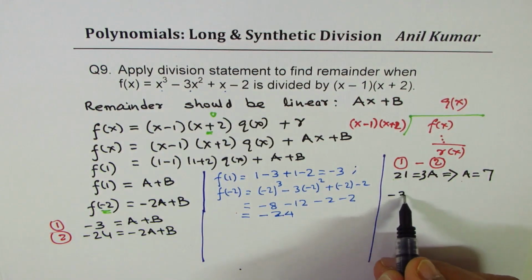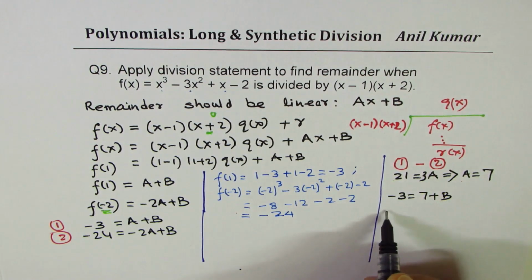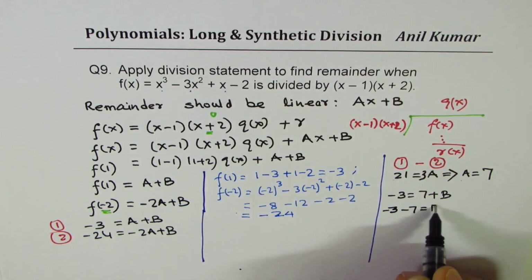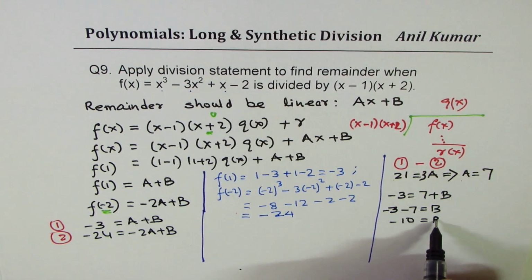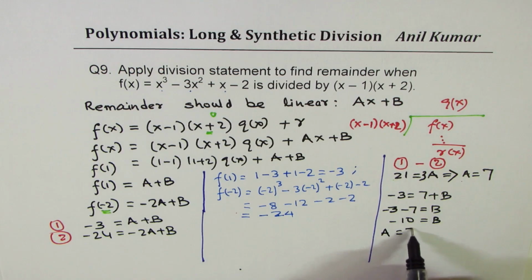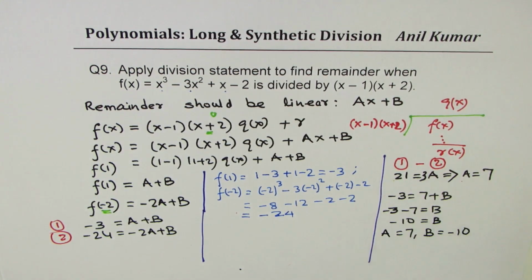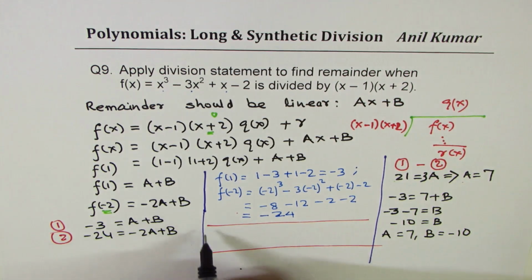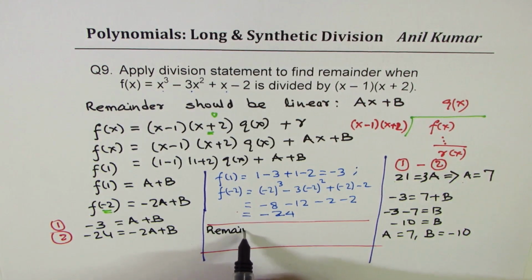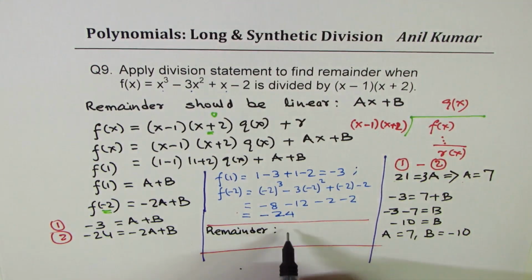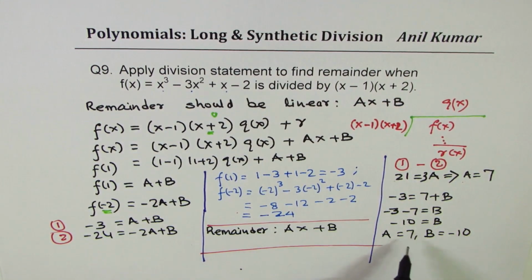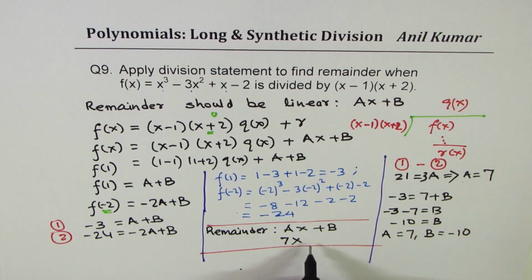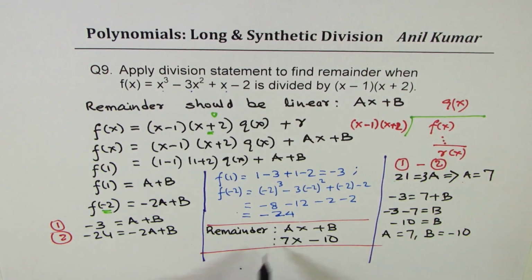Substituting 7 here, minus 3 equals 7 plus b. So we get minus 3 minus 7 equals b, or minus 10 is equal to b, right? So we get a equals 7 and b equals minus 10. Perfect. If that is the case, then what is the remainder? In that case, the remainder is ax plus b. A is 7, so it is 7x, and b is minus 10. Perfect. So that becomes the remainder for us.